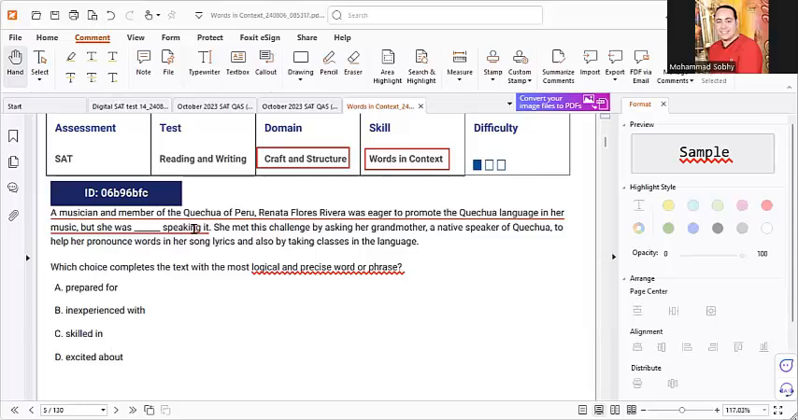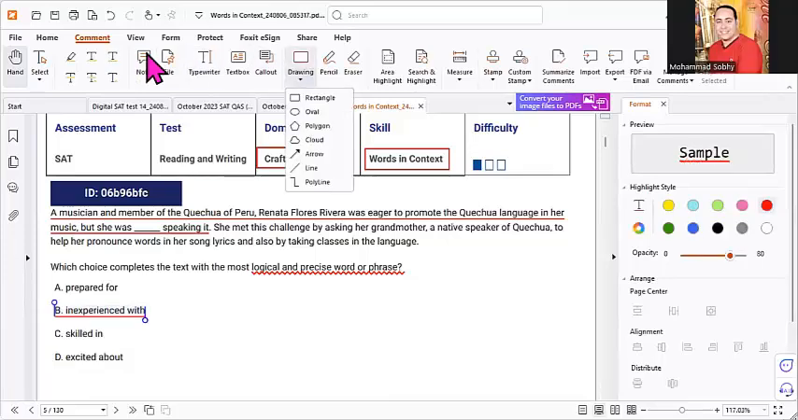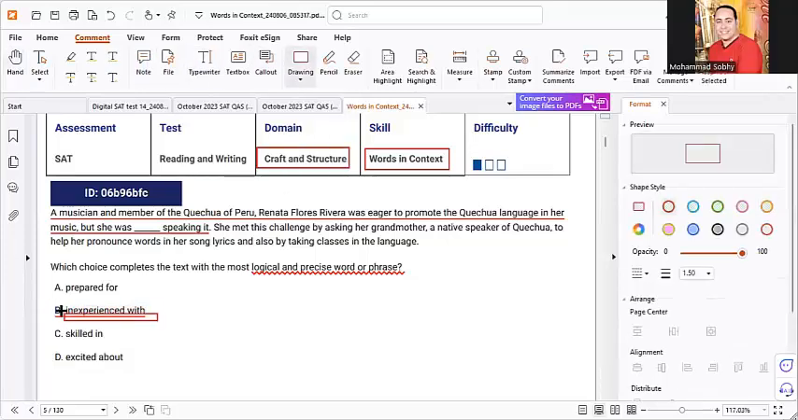So why do you think it's inexperienced with? Because she needed help. She needed her grandmother to help her speaking. That means that she needs help. Like she's not experienced. She doesn't have enough experience. And this is clear from the context of it. That's why she's eager to promote the Quechua language in her music, but she was inexperienced speaking, she met this challenge by asking her grandmother.